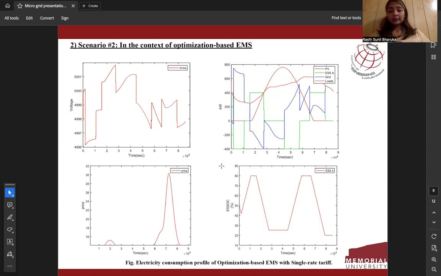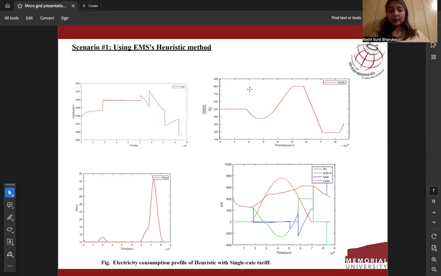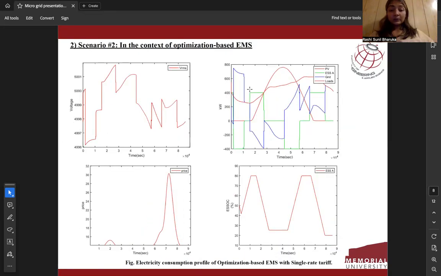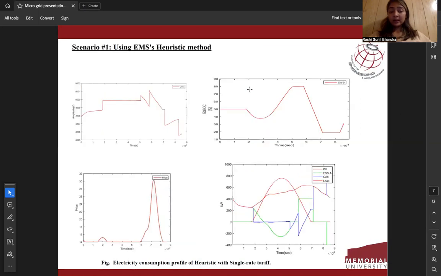We can also see the grid applied in the heuristic method and in the optimization-based method. The VRMS, which has to be similar in both cases, shows that in the heuristic method the difference is comparatively more, and it does not follow the graph in the same way. It does not match the graph at the right time.